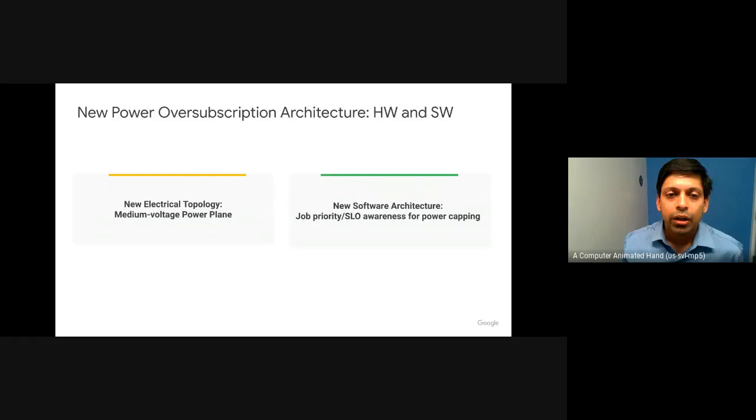To leverage these insights, we want to present two innovations as core contributions of this paper. A, which is about developing a medium voltage based power plane architecture that scales the statistical multiplexing domain to tens of megawatts of capacity and thus can support multiple scheduling domains or clusters on it. And number two is a new SLO and priority aware power capping software architecture. This maximizes oversubscription without impacting availability for highly available production workloads. In the next few slides, we will deep dive on these new contributions.